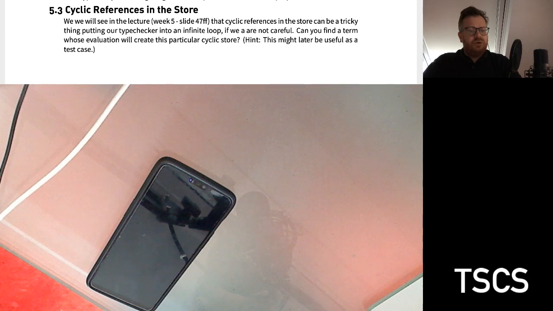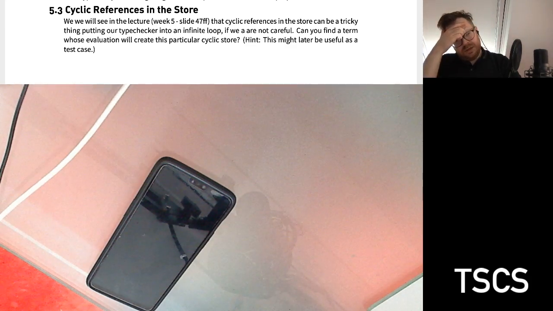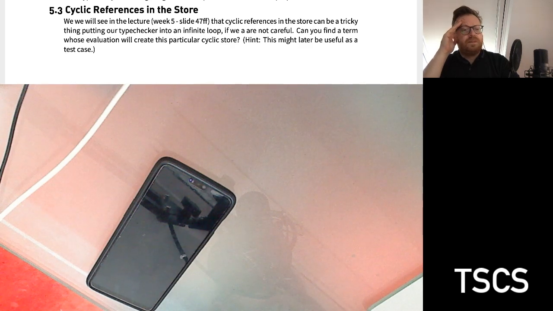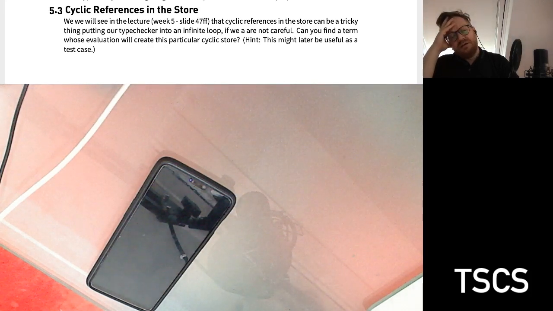A is ref 0, B is A is B. Well, how would you type this? So for gamma it would be A is reference to nat, B is reference to nat, and A is reference to nat. I think this would be fairly easy to do statically.